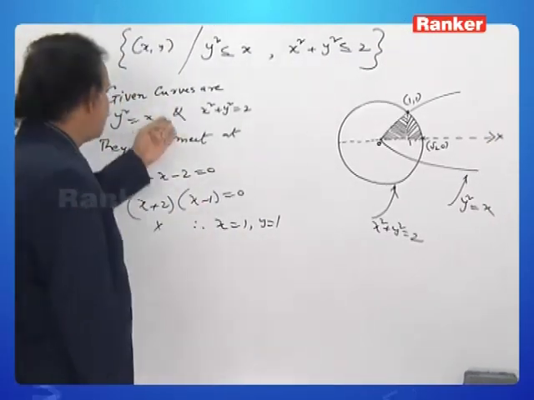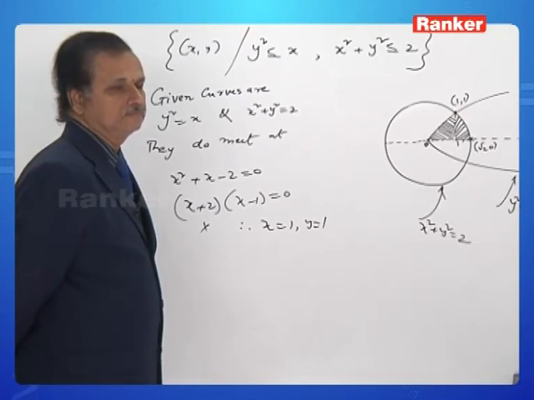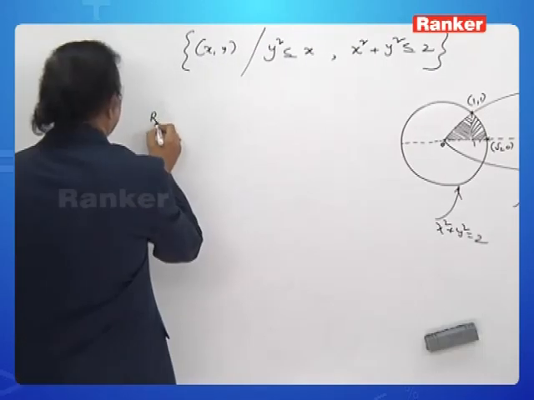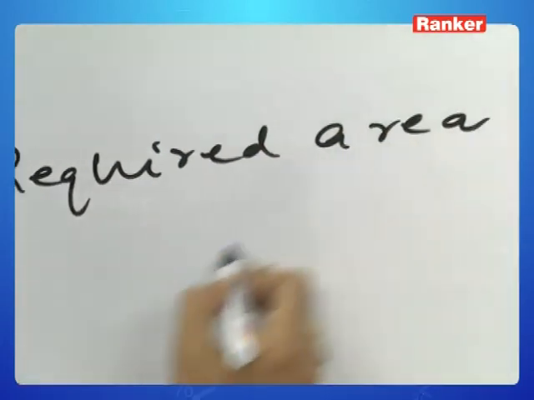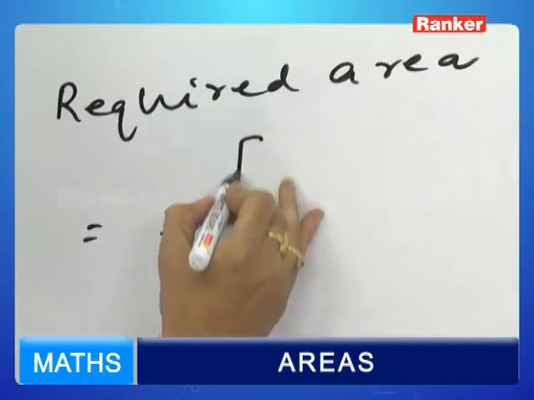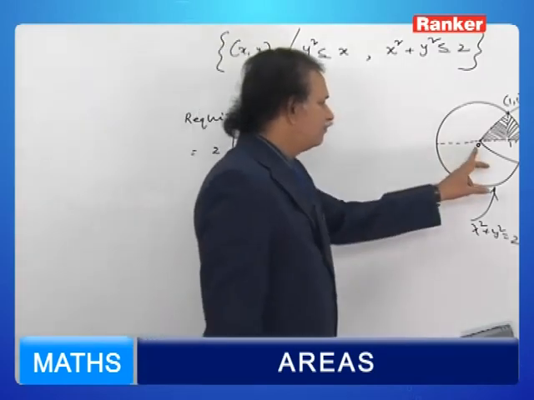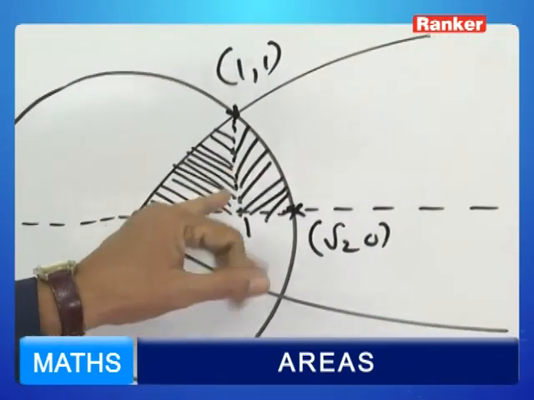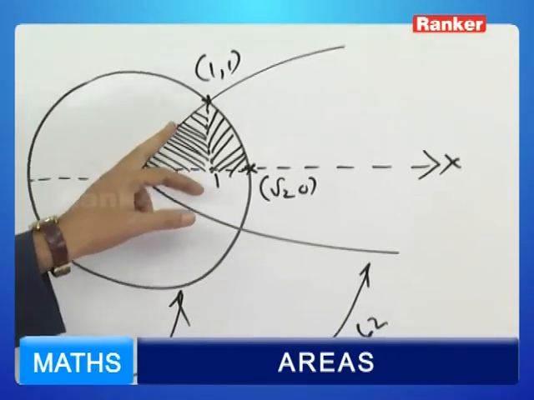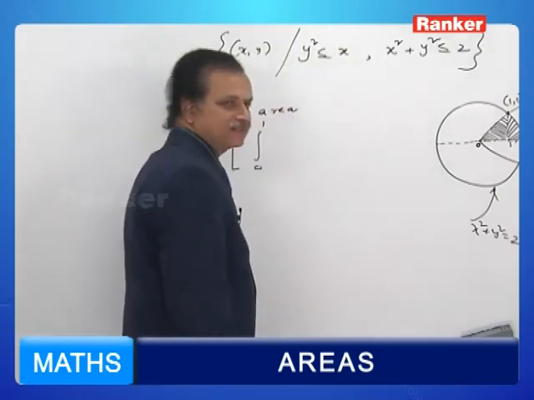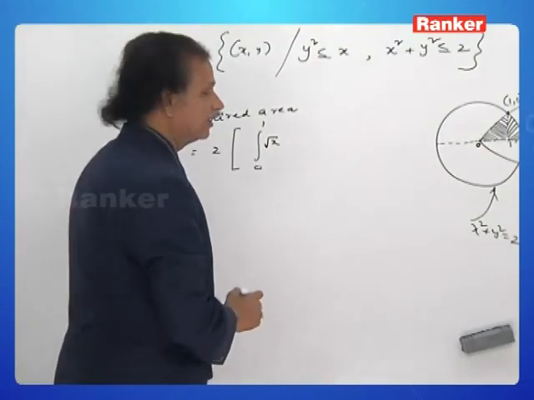Well, I would like to remove this to have the calculation part. You please follow this. Required area is equal to 2 into integral 0 to 1. Here we are moving under the curve. What is that curve? Parabola or circle? Parabola. What is the equation of the parabola? y square is equal to x, and so y is equal to root x. In the first quadrant it is root x dx.